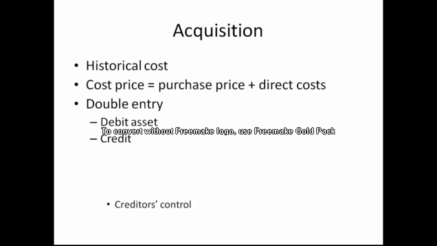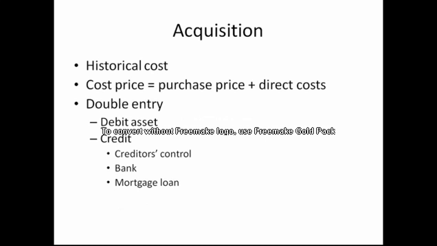So we could credit creditors control if we purchase or acquire the fixed asset on credit. Bank will be credited if it was a cash transaction. If we obtain land or buildings via a long-term loan, we call those loans mortgage loans. We will credit the mortgage loan. And then if the owner contributed the fixed asset, then it would be the capital account that will be credited.